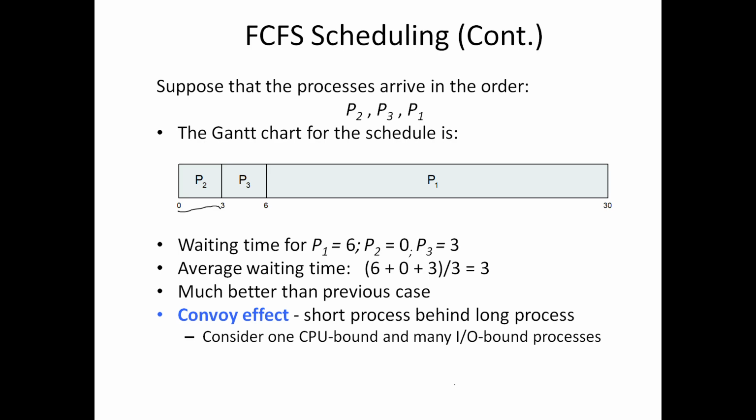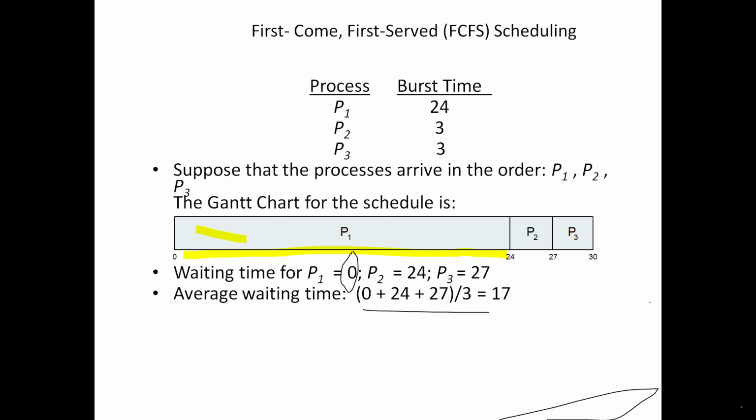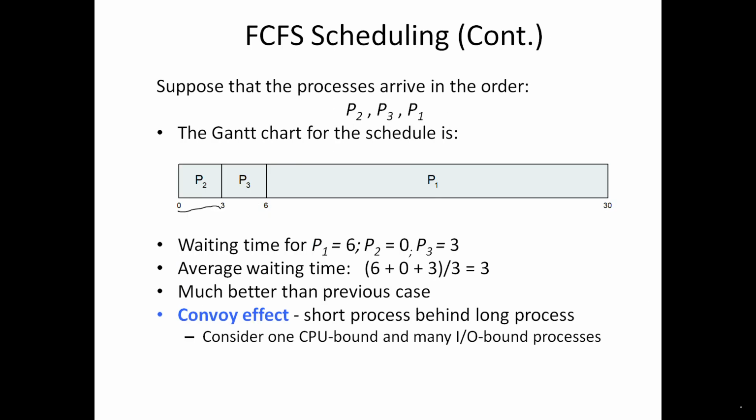So P2 is 0. Then P3 it is 3. So now average waiting time is only 3 milliseconds. For the previous example, average waiting time is 17. But here average waiting time is only 3. Okay, so this is about the FCFS scheduling algorithm.